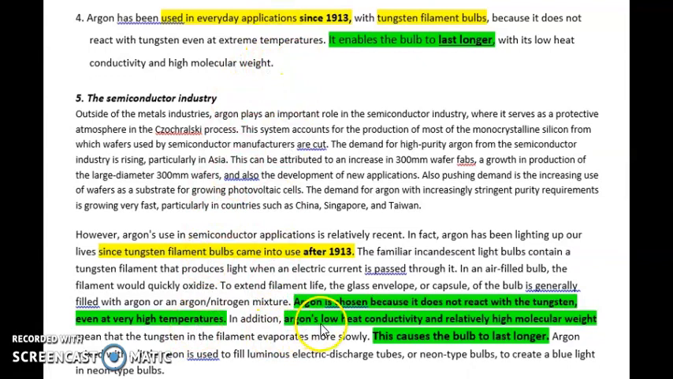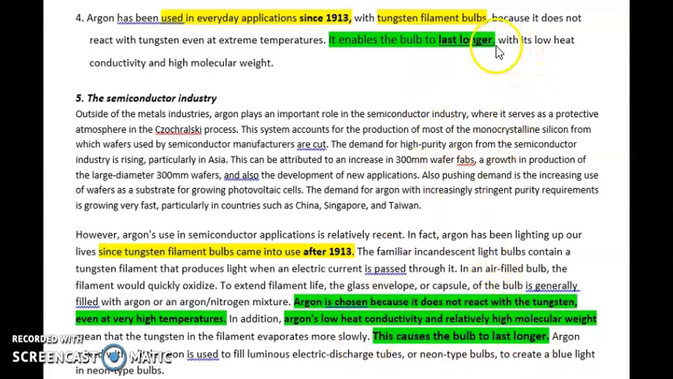In addition, argon's low heat conductivity and relatively high molecular weight mean that tungsten evaporates more slowly. So this causes the bulb to last longer. Here we have it enables the bulb to do something, right? Enable something to do something. We have, instead of enable, cause in the reading text. So after to, you need a verb: to last longer. So the answer is here.